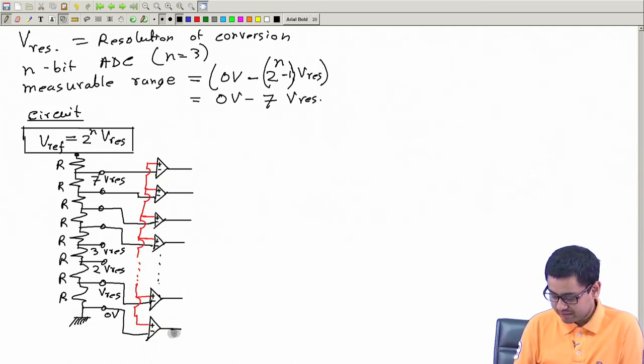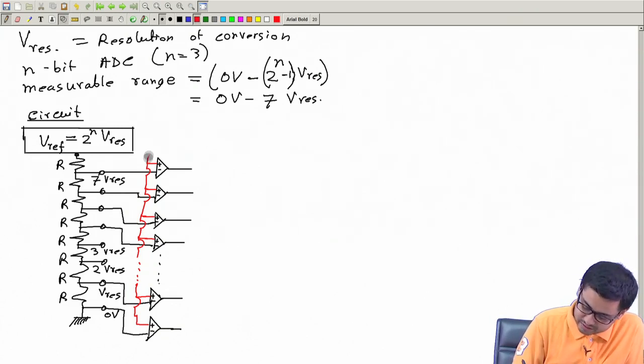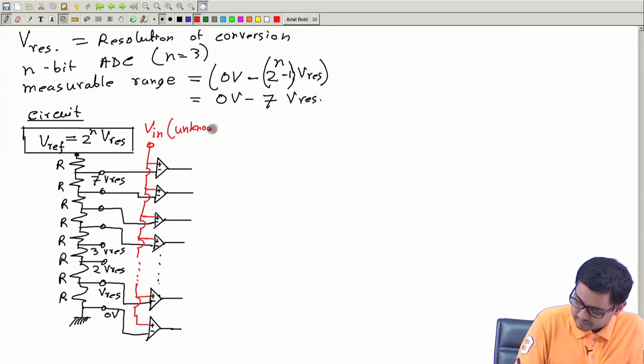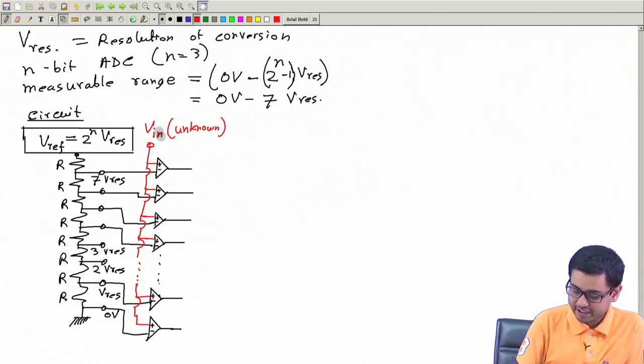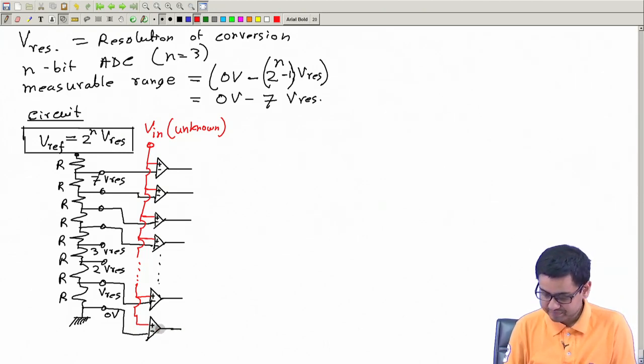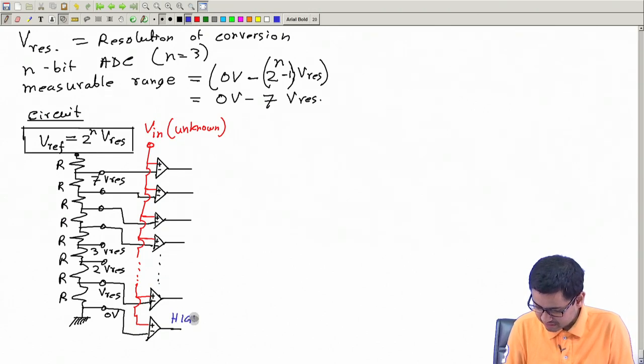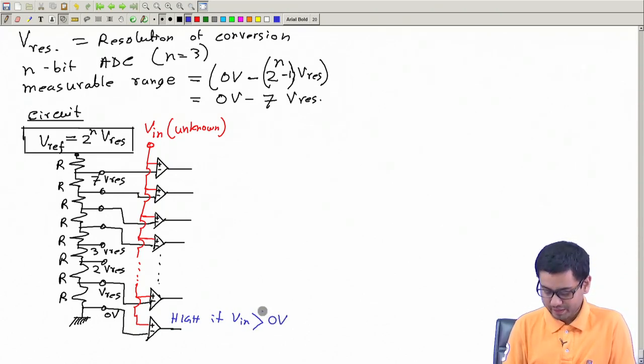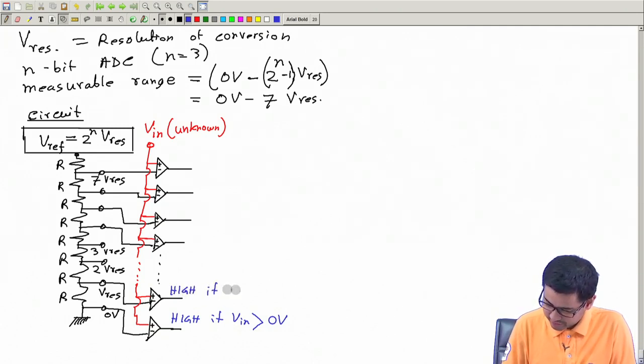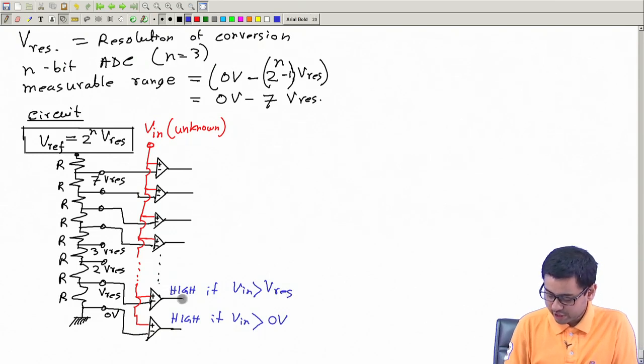Now, this output will be high if this input, this red input is higher than 0 volt. Similarly, this will be high if this red input is higher than this black one, which is V res. Let me give the unknown input V in here. So, this is the input voltage to this ADC circuit which comes here. Therefore, this will be high if V in is greater than 0 volt, else low. Similarly, this will be high if V in is greater than V resolution, otherwise it will be low.